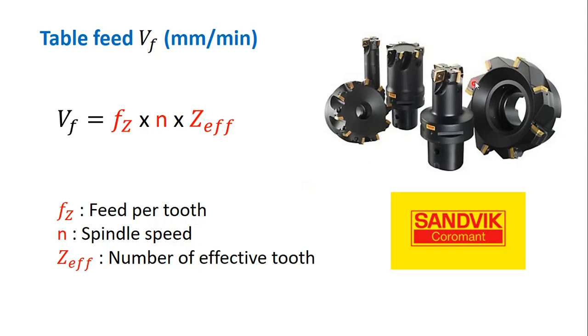Okay, so how many teeth are there? S is nothing but the spindle speed, and this is the number of effective teeth. So if I see in this one, 1 2 3 4 5 6 7 8 teeth are there. So that will become 8. So this will be in millimeter per minute.